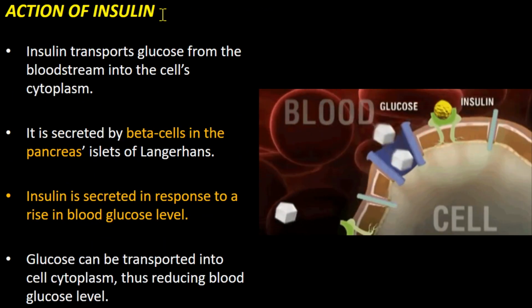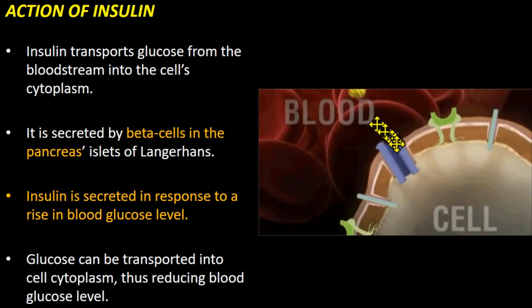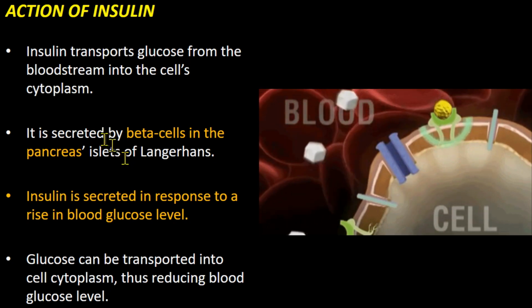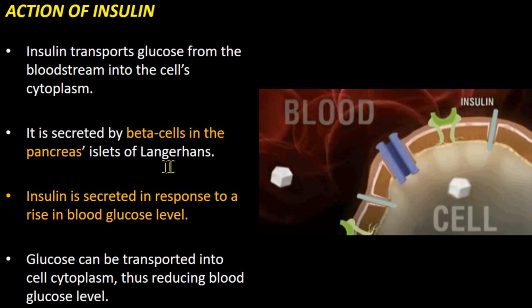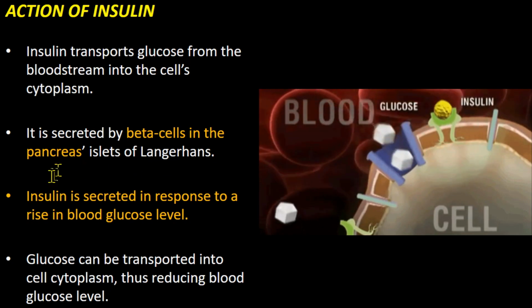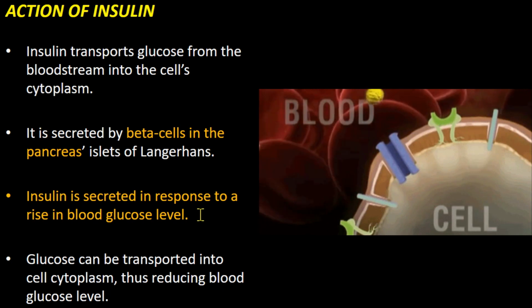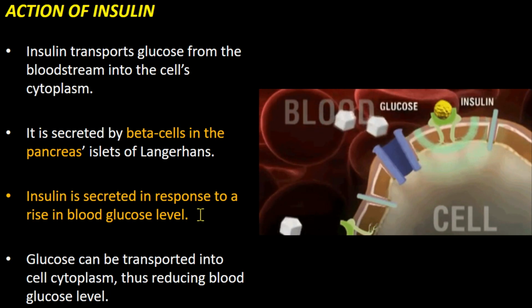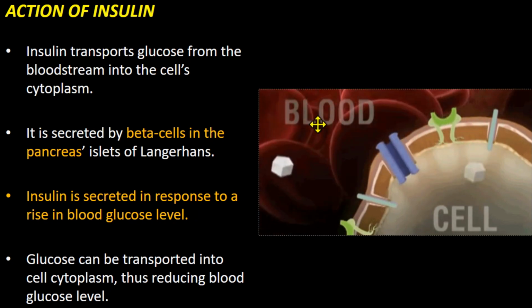So, the action of insulin. Insulin transports glucose from the bloodstream into the cell cytoplasm, as you can see here. It goes right through the cell membrane. Insulin is secreted by the beta cells in the pancreas's islets of Langerhans, a group of tissues there. Insulin is secreted in response to a rise in blood glucose levels. So for example, if you eat a sugary meal, that glucose is going to get absorbed into the bloodstream, and it has to be assimilated into the cells.